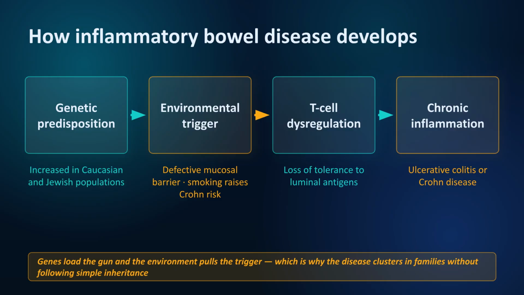Those two together produce T-cell dysregulation. The immune system loses its tolerance to the ordinary bacteria living in the lumen. And that dysregulation drives chronic inflammation, which presents as ulcerative colitis or as Crohn disease, depending on where and how deep it settles. Genes load the gun. The environment pulls the trigger.